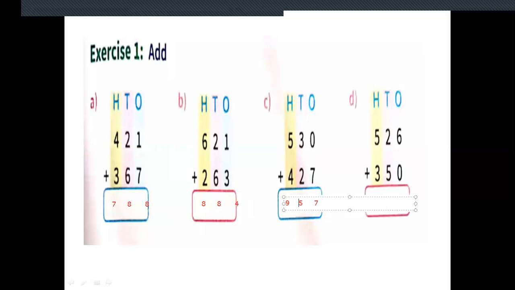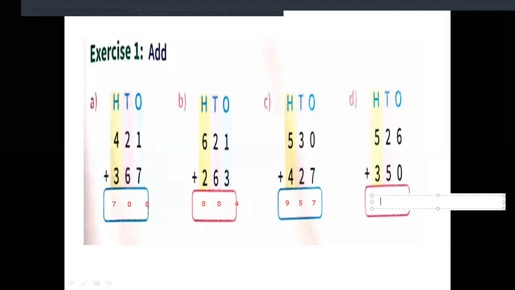So, the answer for 530 plus 427 is 957. Okay, 957. Same way we will add this also.